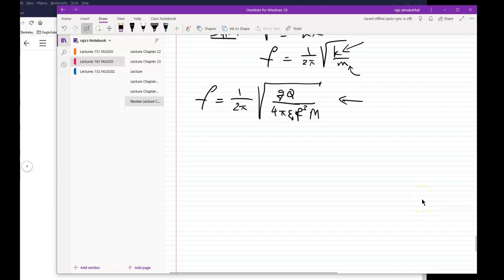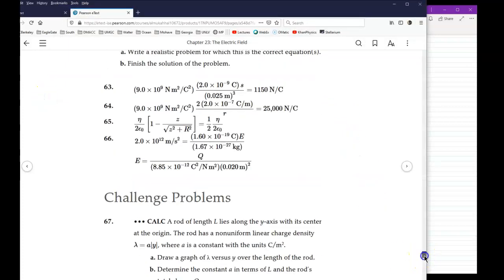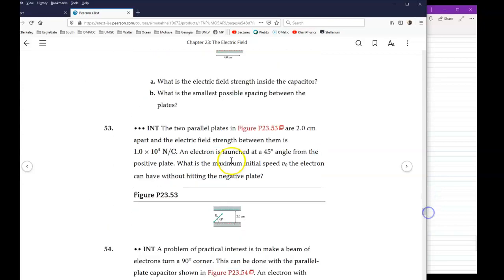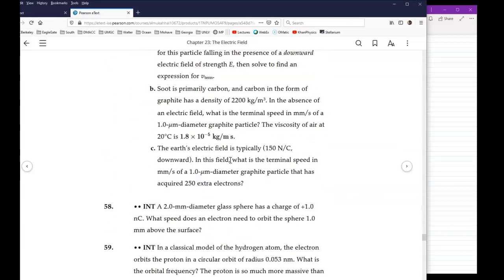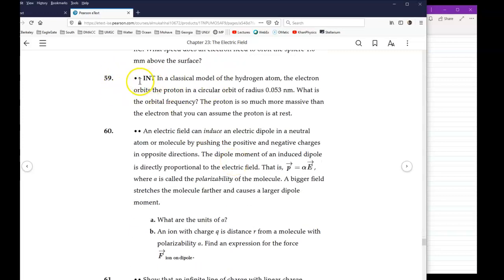Is there anything else? Oh, yes. Now we move on to, I'm sorry, there's one more problem. Number 59. Yes, the Bohr model of the atom. Let me do that. 59. Simple problem, I hope. I'm going to go over it very quickly. There we go. Just a level 2 difficulty.